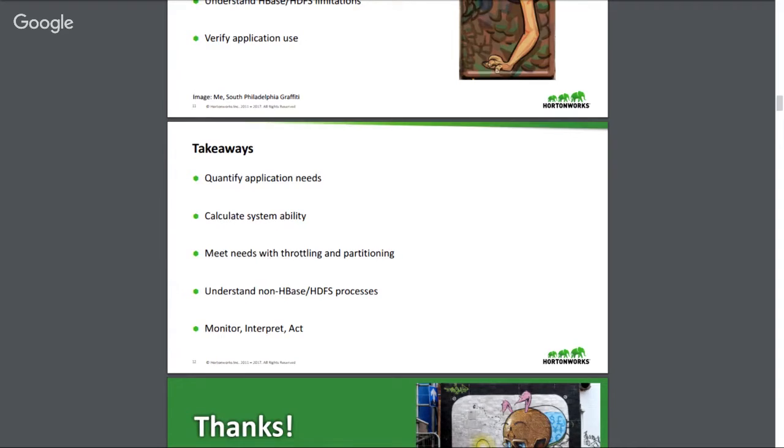So we need to make sure that we didn't buy a Civic and we're expecting a sports car. We need to make sure that we actually have the ability to satisfy these SLAs that we signed up to meet. We can use these throttling and partitioning tools that are provided by HBase as a means to provide these SLAs to the users. We need to make sure that when a user is important, their requests are treated with priority, and when others are not, they're not treated with importance.